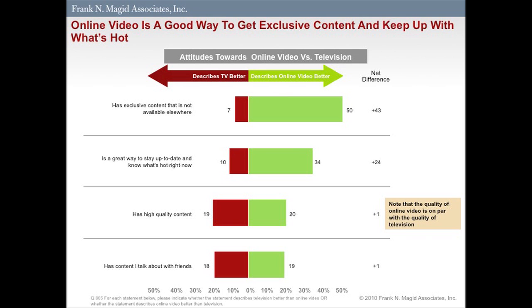Is it high quality? 19% of the people say, yeah, TV is high quality content. That describes TV really well. And the same number of people, 20%, say that describes online video pretty well. That's pretty good in 6-7 years of ubiquitous broadband penetration for online video to get to an even score amongst the YuMe audience in terms of quality. So I may be old, but I have learned that quality is in the eyes of the beholder.